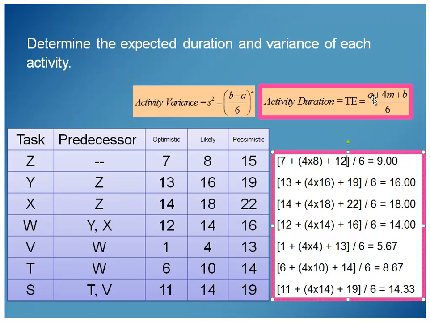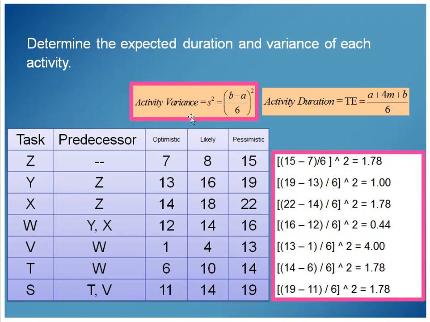A very simple formula: the low time plus 4 times the middle time plus the high time. That gives me 6 values as a whole, divided by 6. That gives me my average time. Now, how good is that estimate? The variance is telling us how big that standard deviation is.